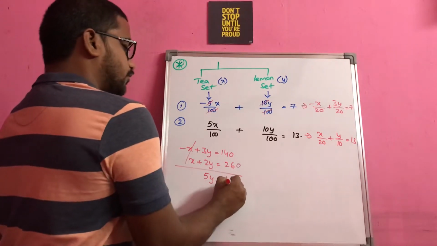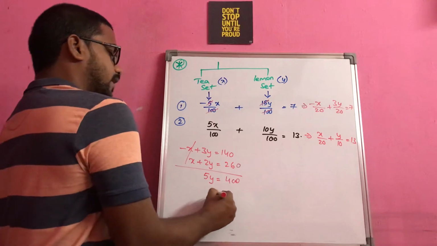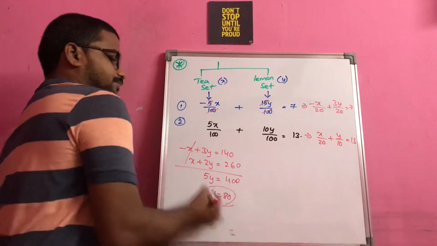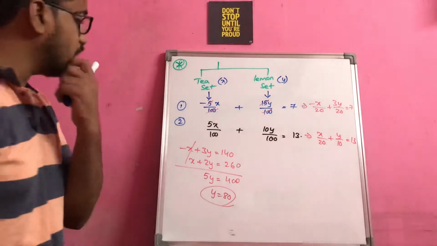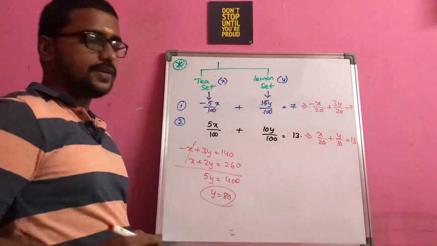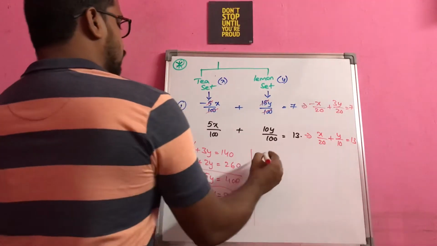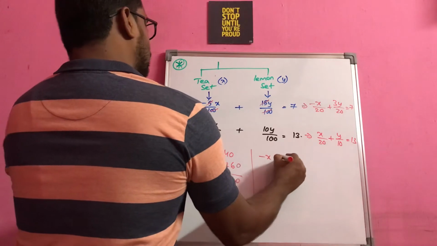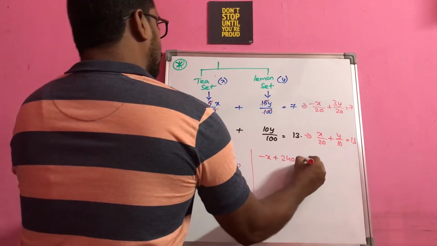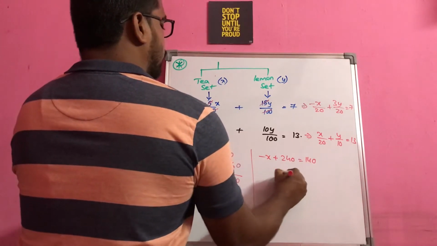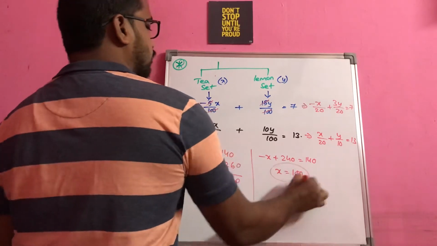Okay, so this is 400. So you will be getting y value is equal to 80. So y you got 80, but they are asking for the actual price of tea. So substitute that here: minus x plus 3 into 80, 240, is equal to 140. So x is equal to 100 rupees.